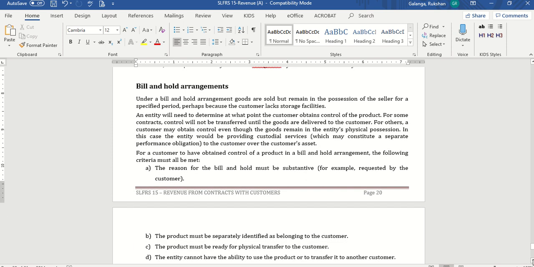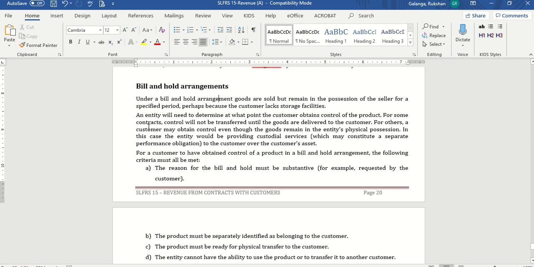And finally we're going to discuss the bill and hold arrangements. Some customers come, they pay the bill, and they ask the entity to keep the items with itself, and they will take them in a day until such time. Please keep that with you, right? In that case, can the selling company recognize this? Because they wanted to ensure where the risk of the item passes to the customer, you should be careful when to recognize the revenue, right?